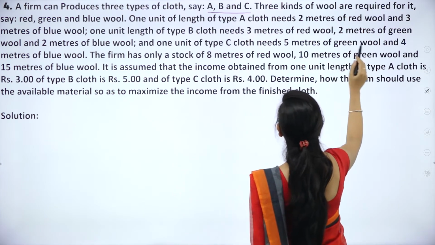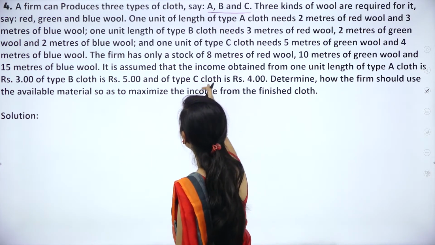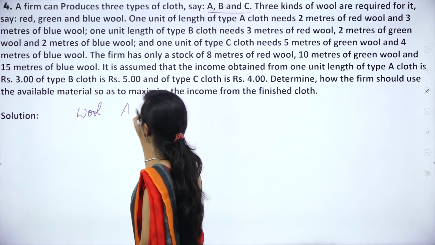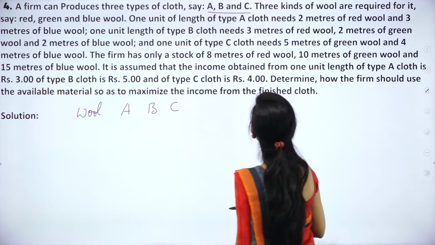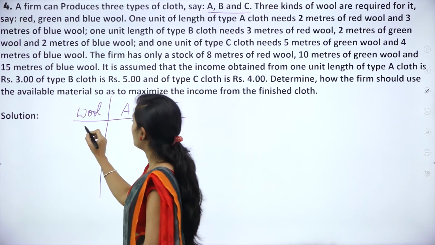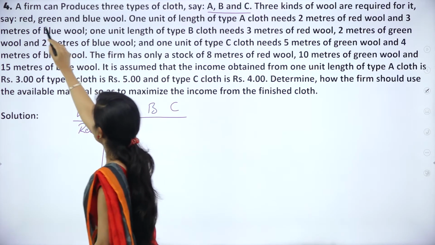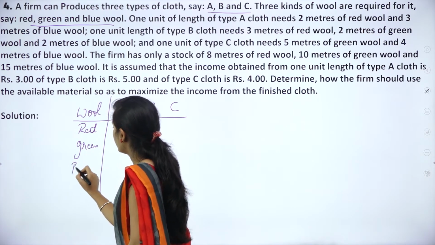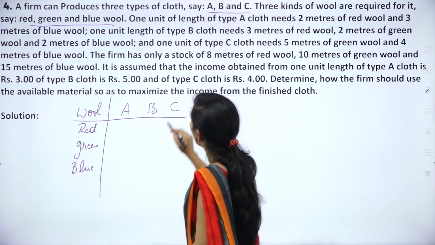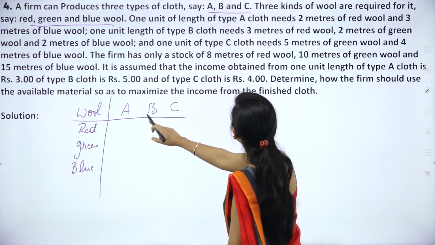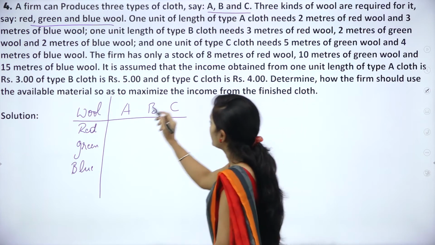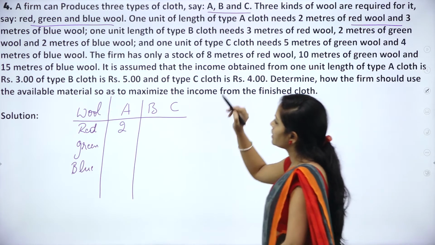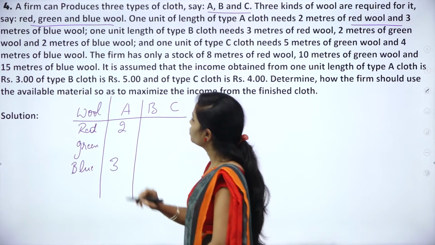3 kinds of wool are required for it. So here we have 3 kinds of wool, and the wool colors are red, green and blue. 1 unit of length of type A cloth needs 2 meters of red wool and 3 meters of blue wool.